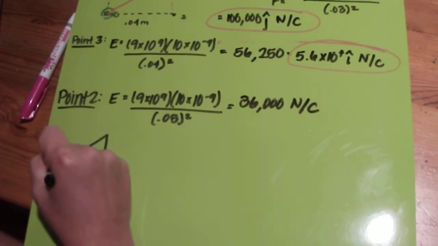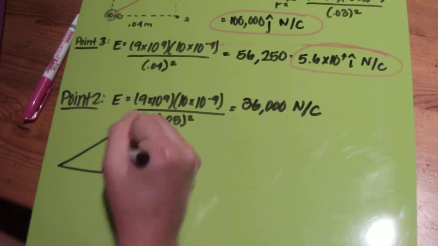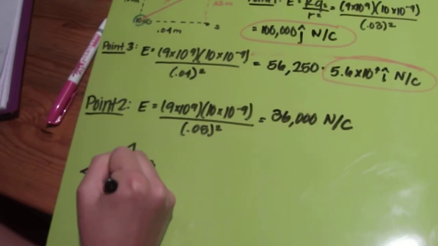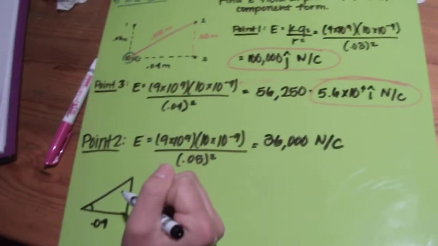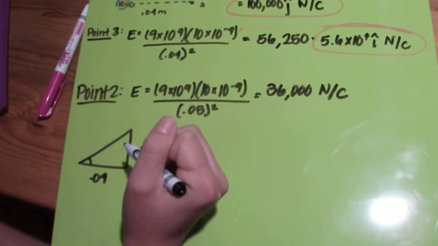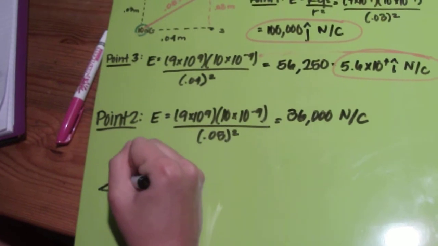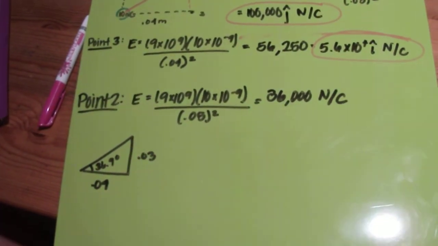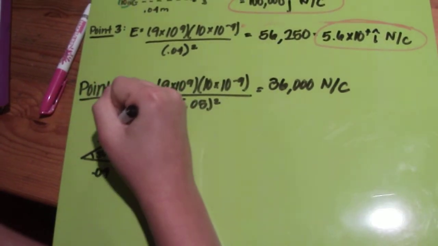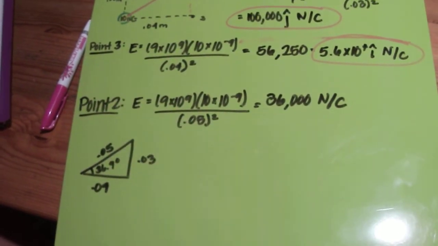Okay, so now we have to figure out the components. And if you draw this out again, 0.03, 0.04, using trig, you find this to be 36.9 degrees, and that's just using sine, plugging it in. And this is 0.05.